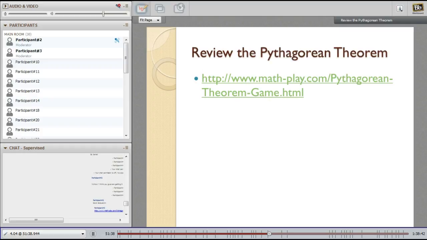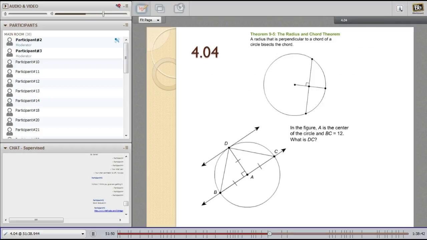Okay, so the radius and chord theorem. A radius that is perpendicular to a chord of a circle bisects the chord. So here's the radius right here, and we have a chord. If the radius and the chord are perpendicular to each other, the radius also bisects the chord. Okay, so now this chord is cut into 2 equal halves. So the radius is perpendicular as well as a bisector. It's a perpendicular bisector for the chord.